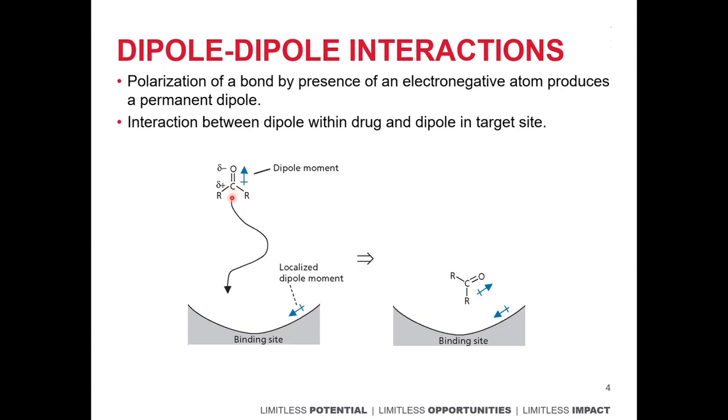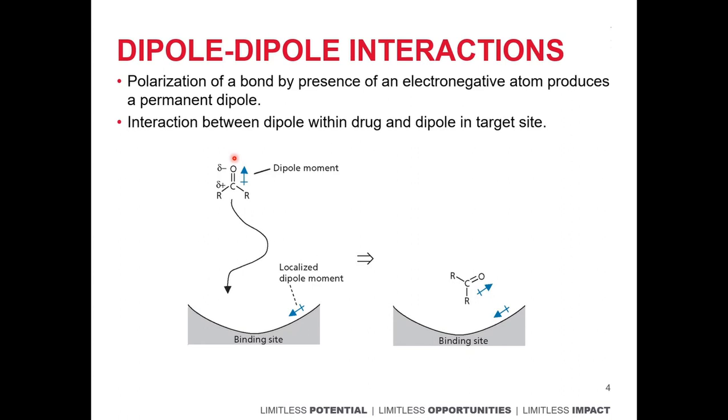So the slight positive charge in a carbonyl is on the carbon atom. The arrow head represents where the slight negative charge is. So in this case, it's on the oxygen within the carbonyl. So we can say that this dipole has a directionality to it. And dipoles will line up with a dipole that is going in the opposite direction.